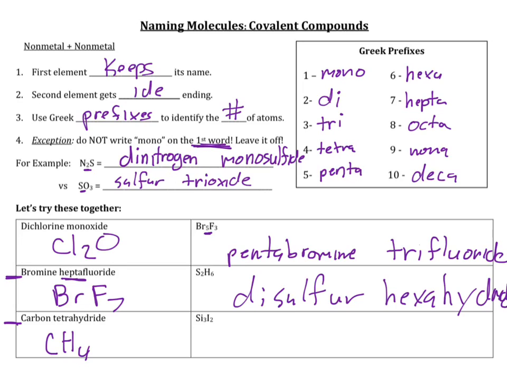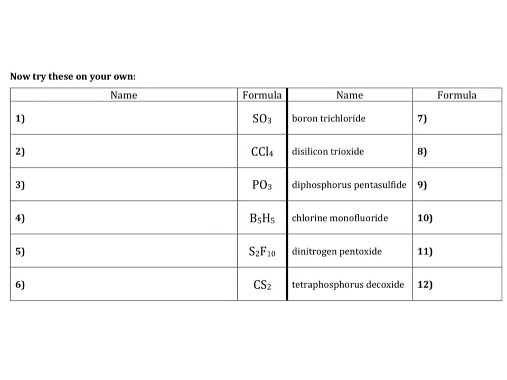All right, and then pause the video, try to do this last one on your own. What is the name of this last one? Trisilicon diiodide. And this is one of those rare words that has two I's in a row. It's really weird. All right. Now you try these on your own. Give it your best shot.